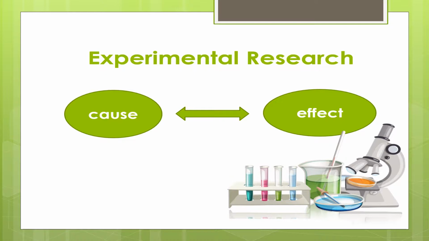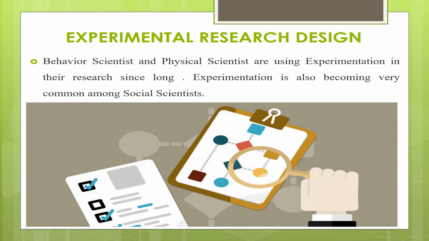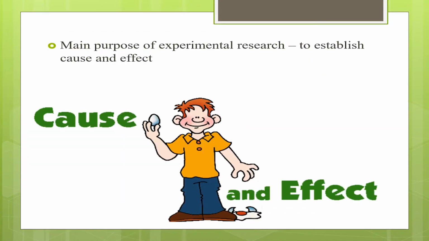You must have heard about experimentation in pure sciences. Behavioral scientists and physical scientists have been using experimentation in research since a long period of time. Experimentation is becoming very common among social scientists also. The main purpose of experimental research is to establish the cause and effect relationship.